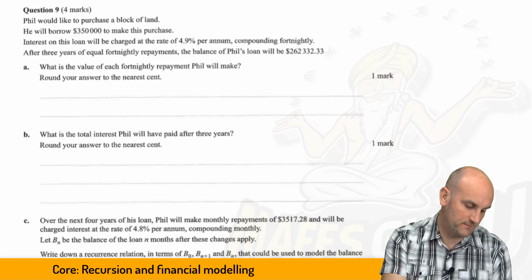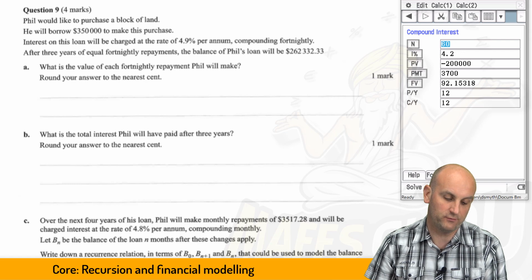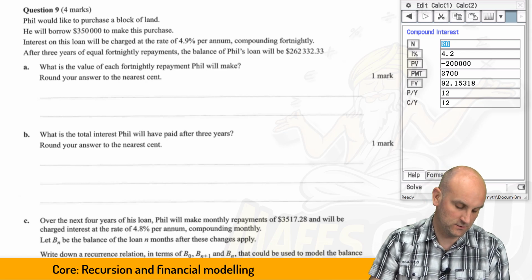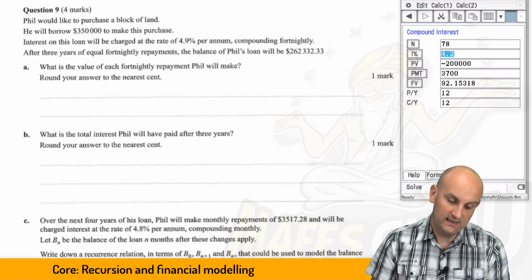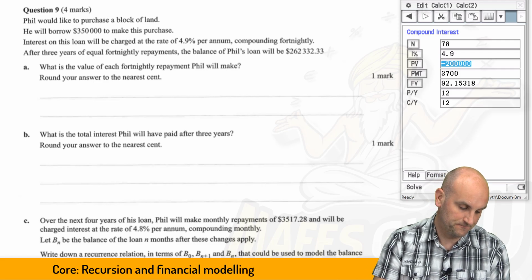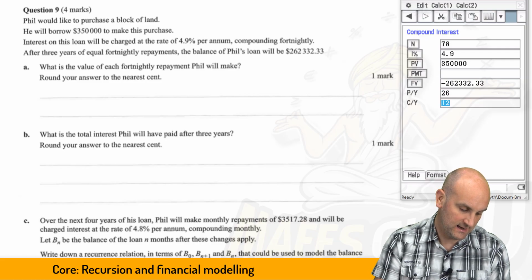Well, let's bring up my financial solver, if you would be so kind, and let's fill in the information. All right, 3 years of fortnightly payments. So he's doing 3 lots of 26 payments because there's 26 fortnights in a year. His interest rate is 4.9%. He has borrowed $350,000, which is positive. His payment, that's what we're trying to find out. His future value is going to be what he owes, which is minus 262,332.33, and it is 26 and 26.